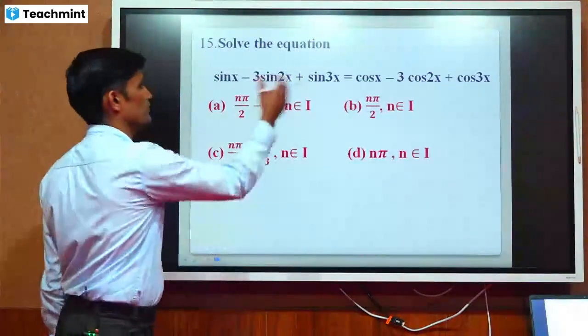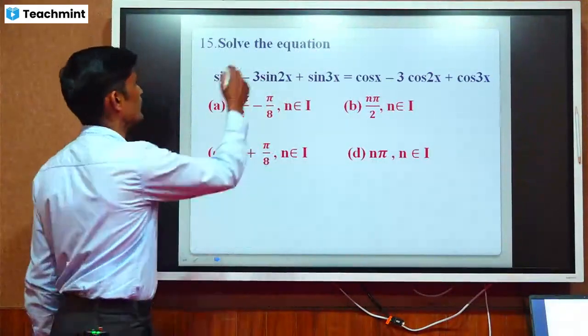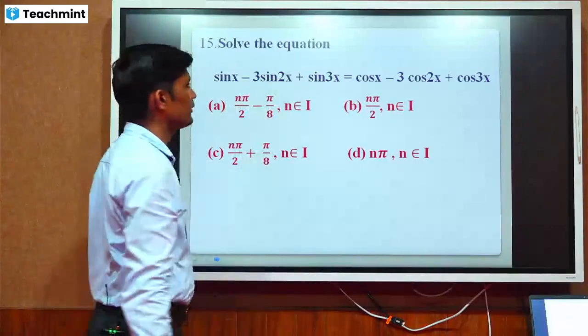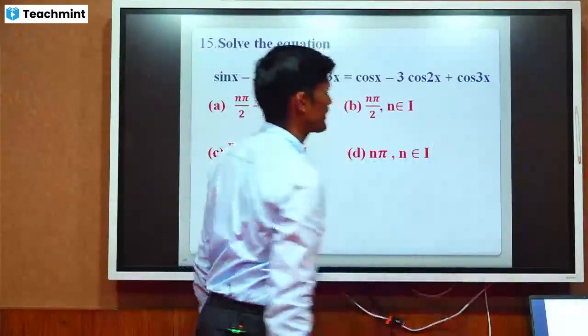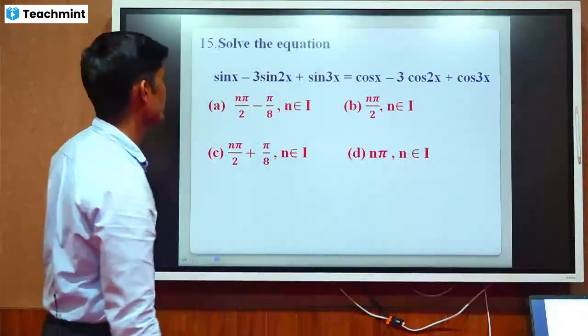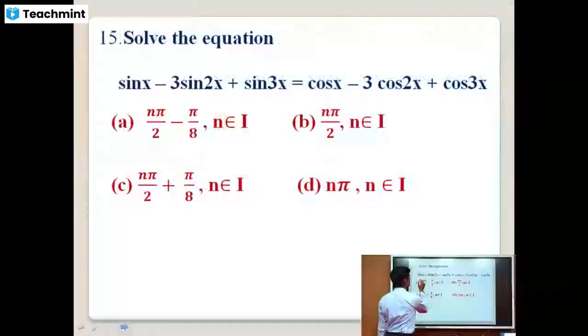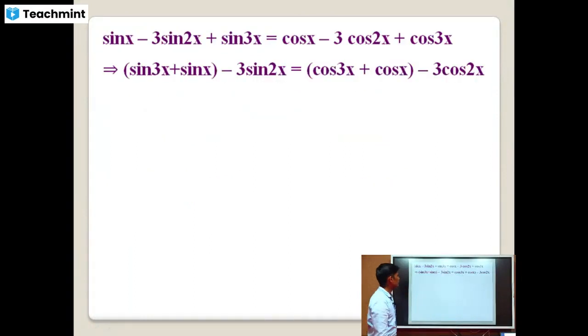Next, the problem related to general solutions of trigonometric functions. Solve the equation sin x minus 3 sin 2x plus sin 3x equal to cos x minus 3 cos 2x plus cos 3x. What is the general solution of this? Here we can think of simplifying this by using sin c plus sin d formula, sin x plus sin 3x, and here also we can use cos x plus cos 3x formula, add them and simplify.